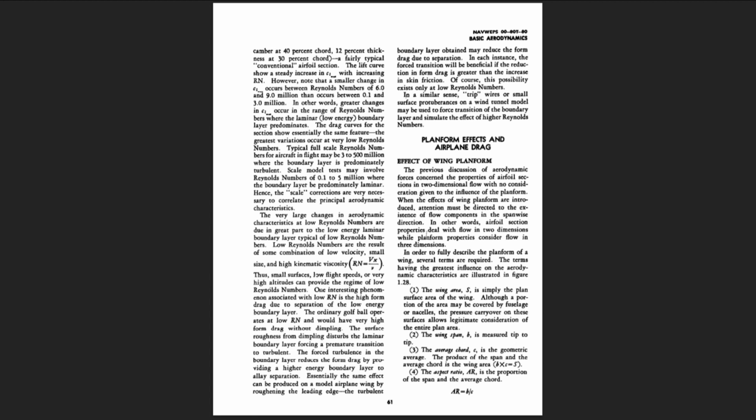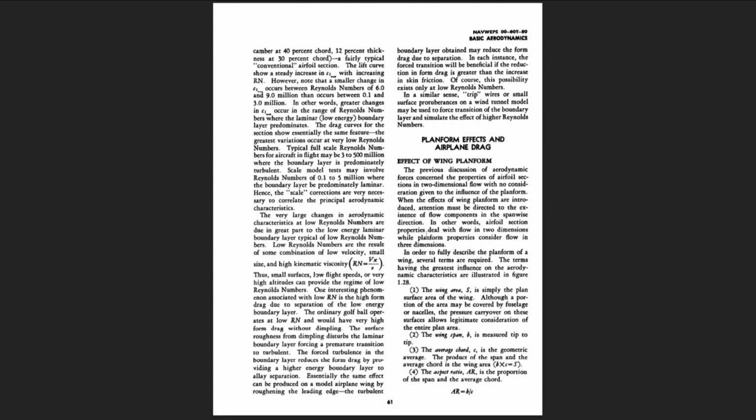Rn equals Vx over nu. Thus, small surfaces, low flight speeds, or very high altitudes can provide the regime of low Reynolds numbers. One interesting phenomenon associated with low Rn is the high form drag due to separation of the low-energy boundary layer. The ordinary golf ball operates at low Rn and would have very high form drag without dimpling. The surface roughness from dimpling disturbs the laminar boundary layer, forcing a premature transition to turbulent.